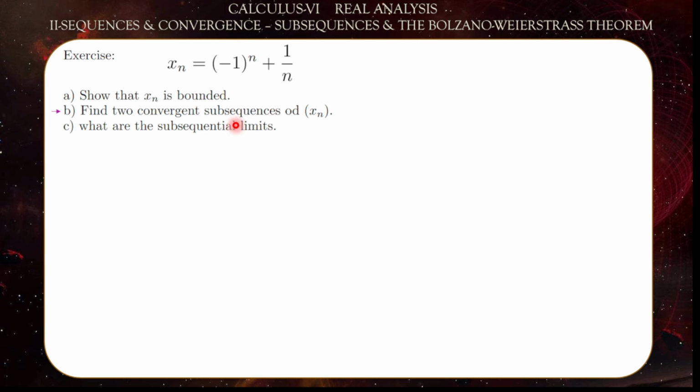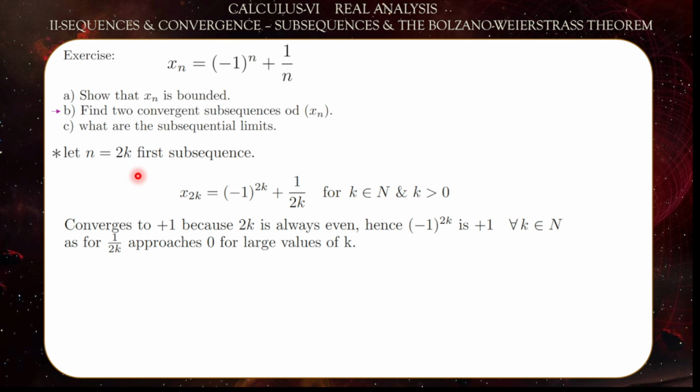Find two convergent subsequences of xn. Let n equal to k. First subsequence: x_{2k} is equal to (-1)^(2k) + 1/(2k), for k within N and k strictly greater than 0. It converges to +1 because 2k is always even, hence (-1)^(2k) is +1 for all values of k within N. As for 1/(2k), it approaches 0 for large values of k.